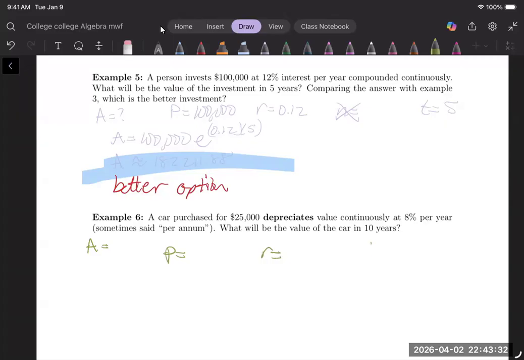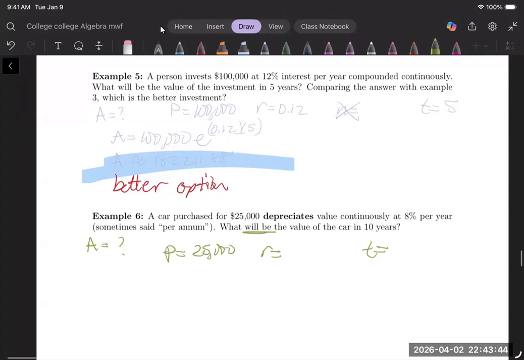We don't need N because that is e. So A is what we're looking for, because it says what will, right? Will meaning in the future. P, $25,000. R, 0.08 because we want the decimal. Remember percent to decimal? If you forget how to go from decimal to percent, think Dr Pepper. Percent to decimal, you move the decimal to the left twice. If you're going decimal to percent, you move the decimal to the right twice. Okay, and then that's 10 years.